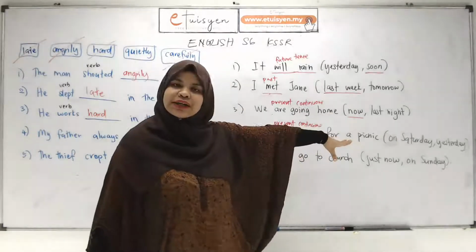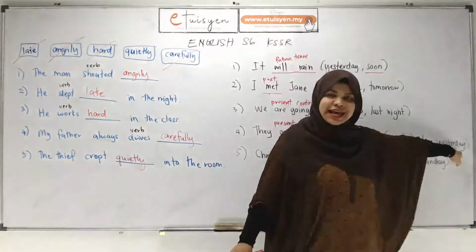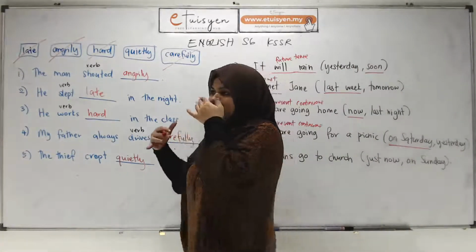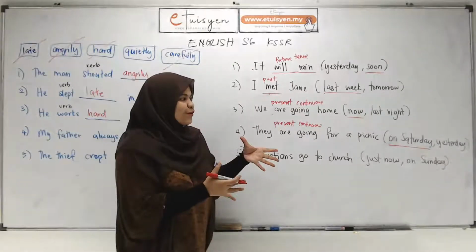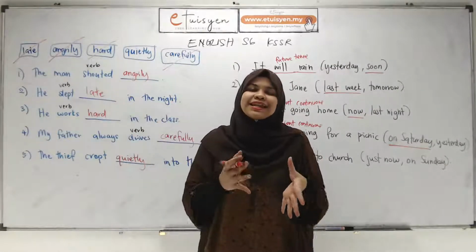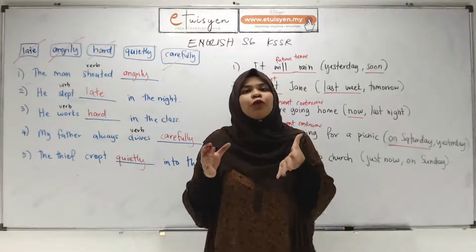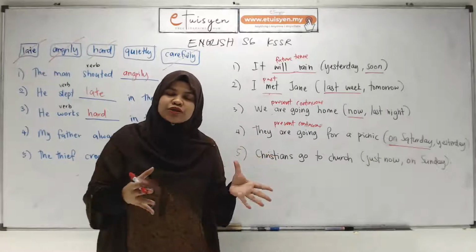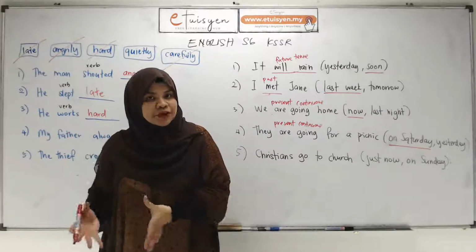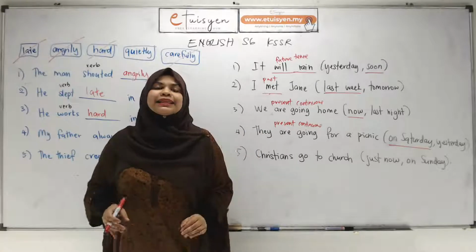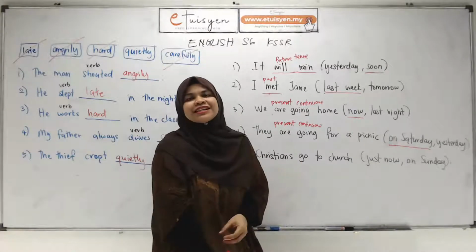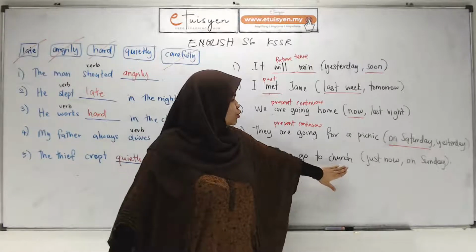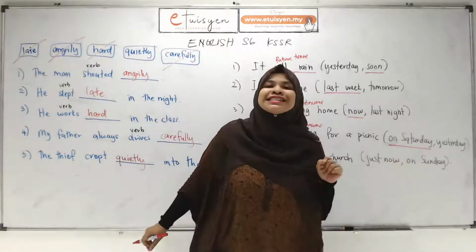So on our option, on Saturday or yesterday, we should choose on Saturday. Okay, so here, not only do you have to know your adverb, you also need to understand the tense that your verb is being used in. So that's why I wanted you guys to go through the tenses. Then when we use adverbs, you know how to explain it. Then later, to add flavor to your sentence, we would use adjectives. Okay, so last one. Christians go to church just now or on Sunday.